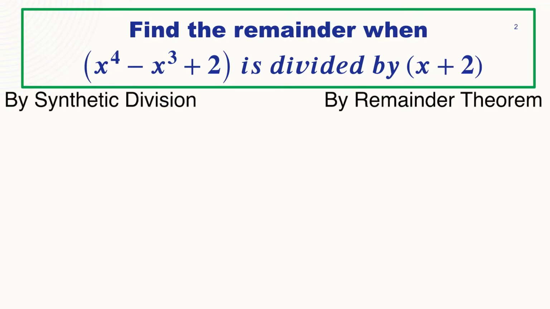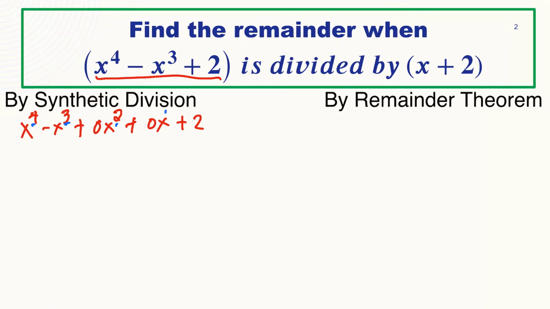Alright, so let's have it by synthetic division. In synthetic division, we simply get the numerical coefficients of this expression. But there are missing terms here, and those are the x squared and the x. So this will give us x raised to 4 minus x cubed plus 0x squared plus 0x plus 2. Alright, so this will now complete our polynomial. We have degrees 4, 3, 2, 1.